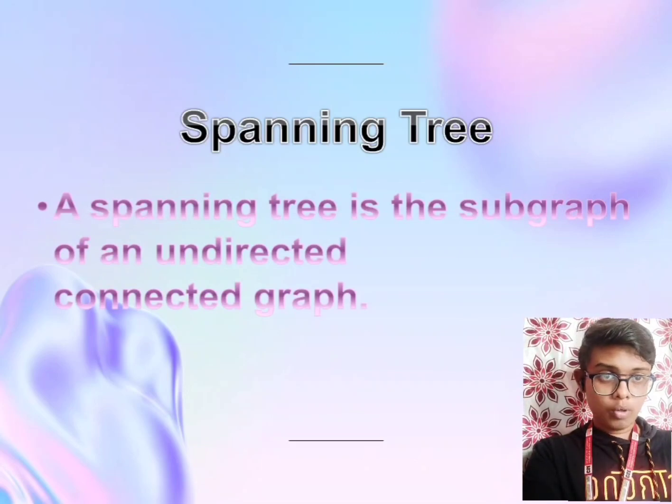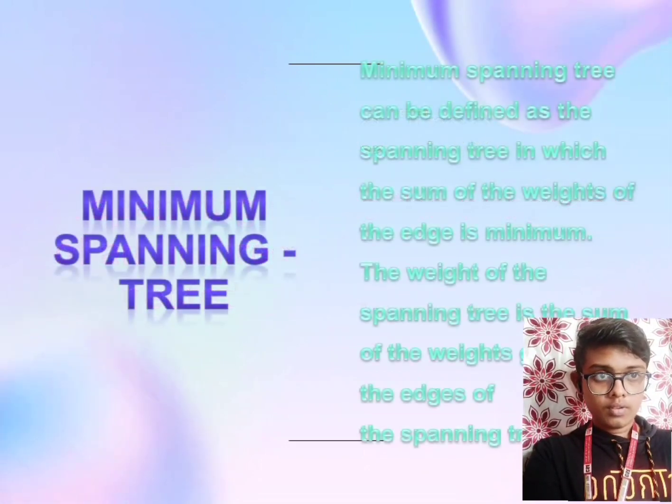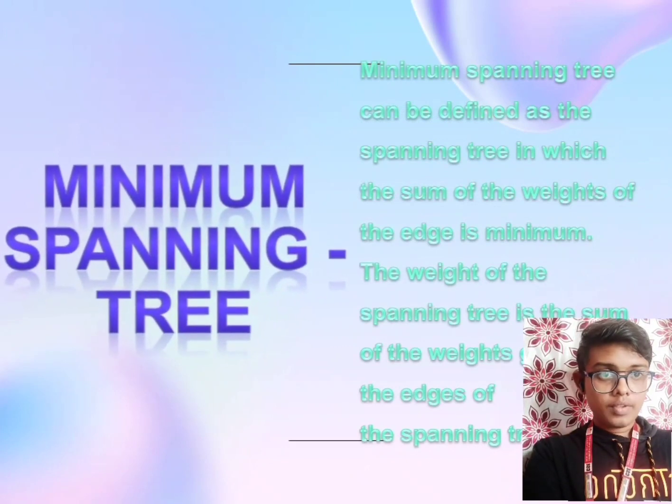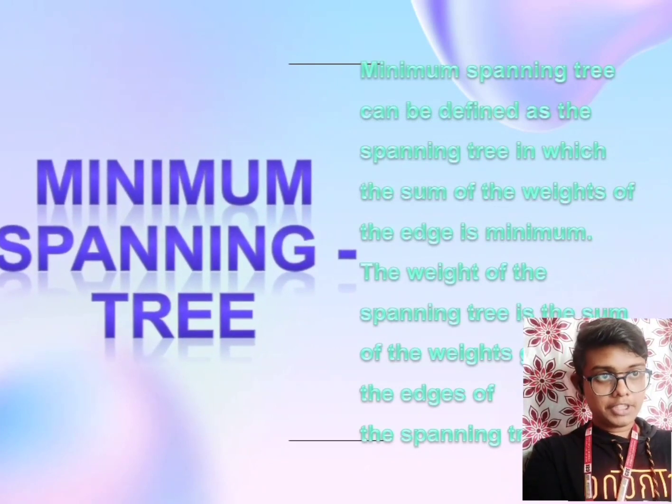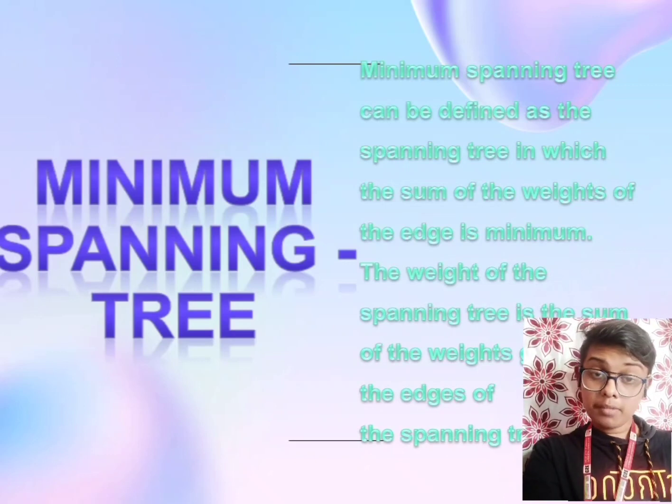Now let's discuss a minimum spanning tree. Let's see the definition. A minimum spanning tree can be defined as a spanning tree in which the sum of the weights of the edges is minimum. We know what a spanning tree is now. For a graph, there can be many different spanning trees. Among these spanning trees, the one with the minimum cost required to visit all the vertices is called a minimum spanning tree.